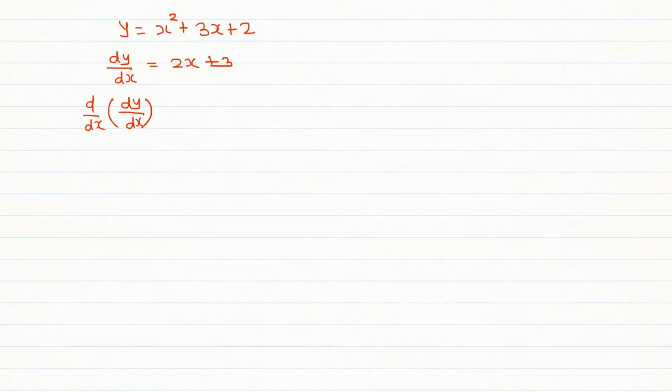Now let's see some examples of second order derivatives and other higher order derivatives. Let's say we have a question y is equal to x square plus 3x plus 2. When we differentiate it the first time, it is dy by dx, and obviously the answer would be 2x plus 3. If I differentiate it one more time, I'm writing it in a little detail right now: d by dx of 2x plus 3.